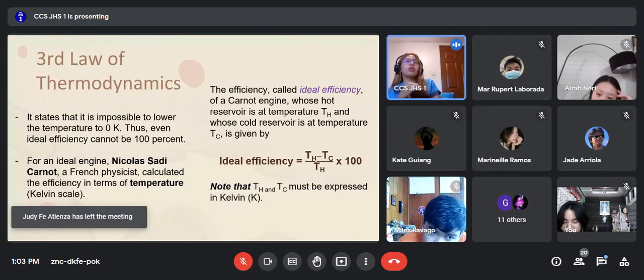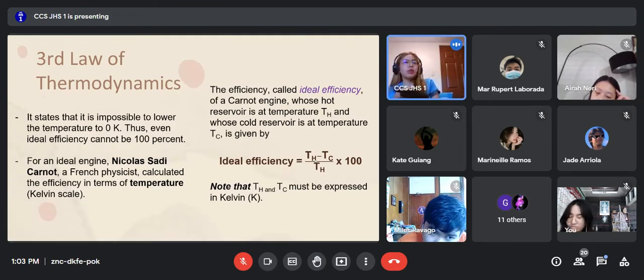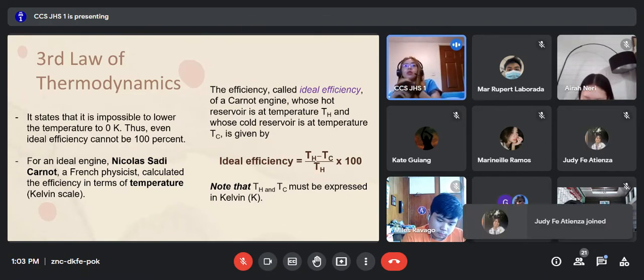The particles can no longer be in motion. So what do we call this? It is called absolute zero, wherein the particles will not move. This is what Nicolas Sadi Carnot discovered. It is impossible to lower the temperature to 0 Kelvin.